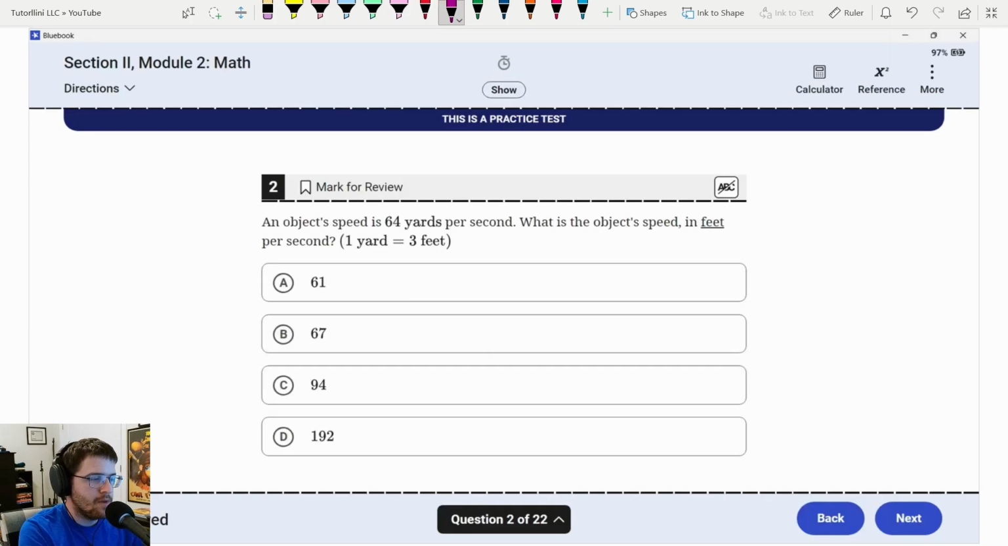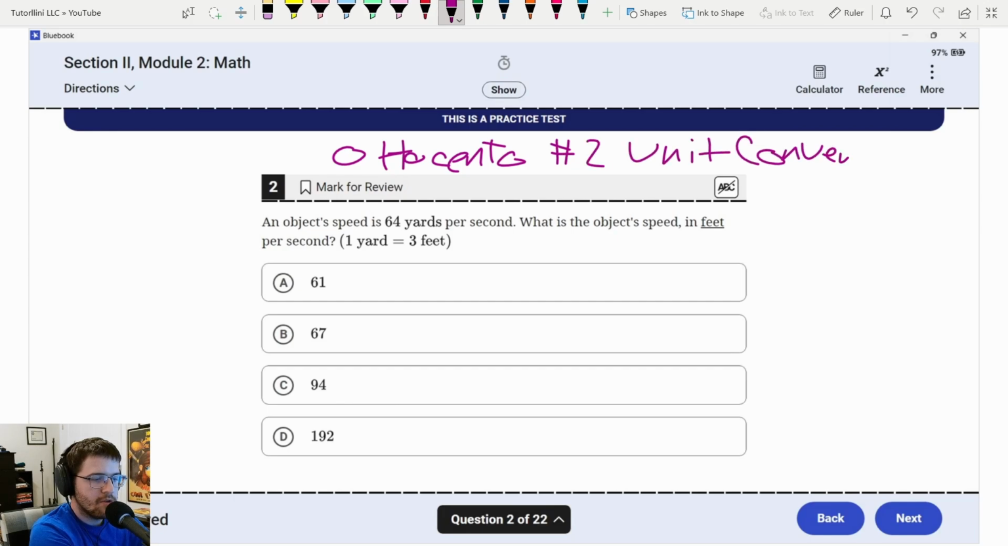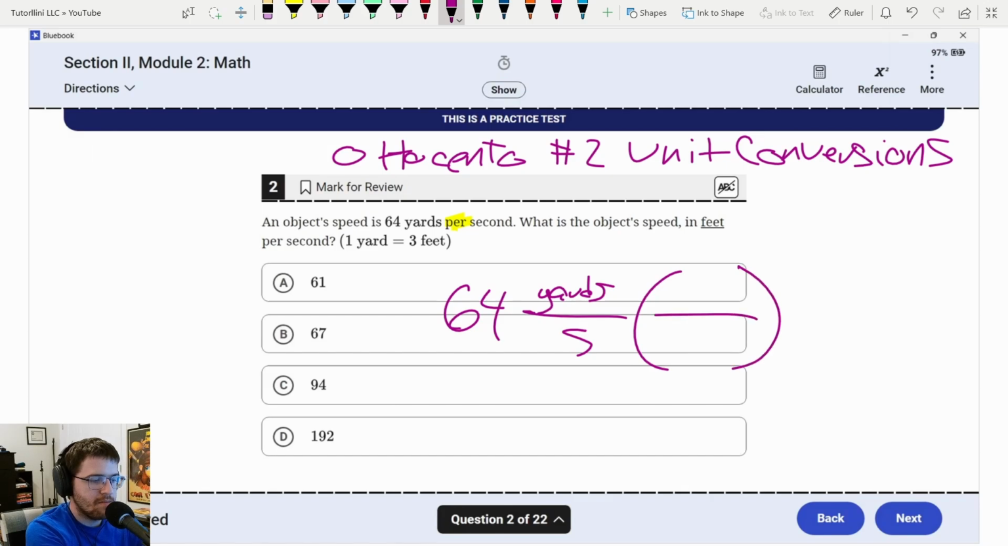Okay, question 2. I go over this in great detail in my Ottocento number 2 on unit conversions. Definitely check that out if you haven't already. Whenever we see per in a unit, it means to divide the unit. So it's yards per second. So I'm going to write 64 yards per second. Now I'm going to set up a unit conversion, and use the conversion they give me.